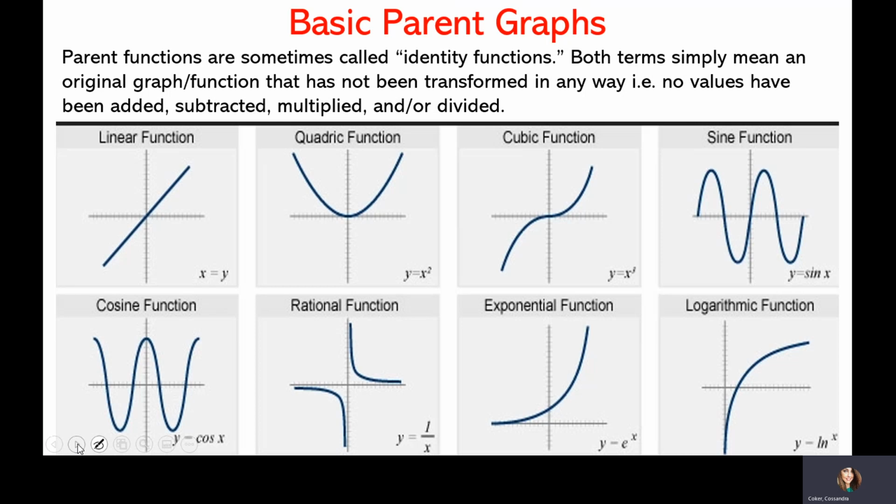If it's a negative number multiplied to x, it would create your reflections, and shrinking or stretching vertically, horizontally. But you see none of that. So when you hear parent and identity, just remember that is a basic graph. It hasn't been translated in any way. So you've got your linear function that you see, your quadratic, cubic, sine function, and so on.